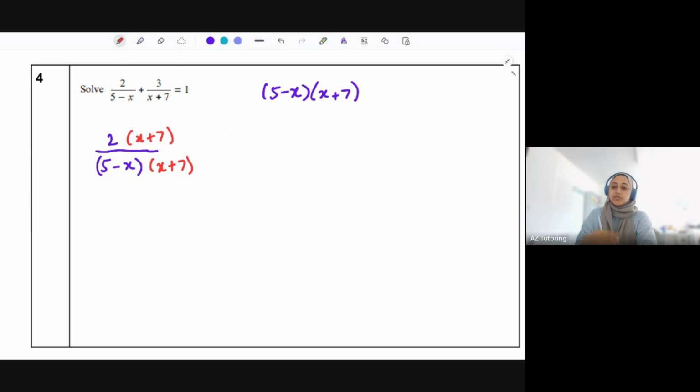Now remember, if you're timesing the top and bottom by the same thing, it's like you're timesing by 1. It's a bit like when we're rationalizing surds as well. You're not really changing the fraction. You're just manipulating it. So that first fraction, I'm timesing the top and bottom by x plus 7 because I want this as the denominator.